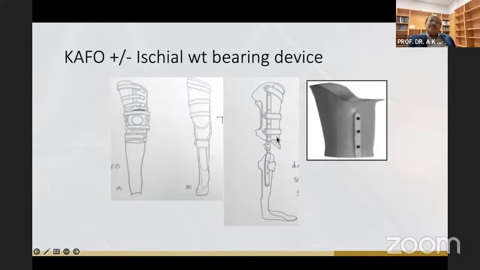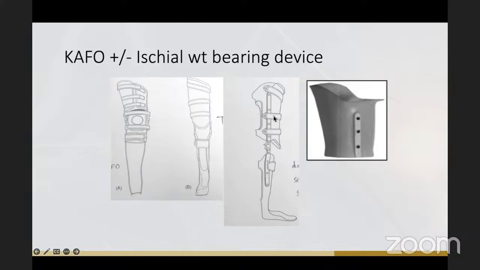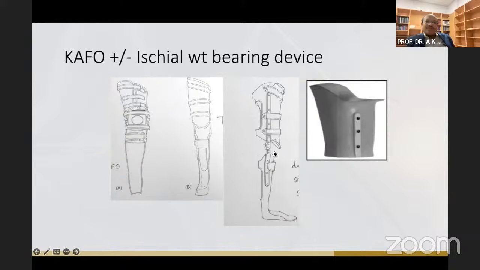For the child, a ring lock is used. Another is the bar lock. For the ring lock, this ring should be taken out manually. For the female, it is very difficult to lift the frock to remove that. So there is one rope tied over this lock. From the waist region, if they pull that rope, it automatically becomes unlocked. So that is a bar lock actually. So this is the knee joint.